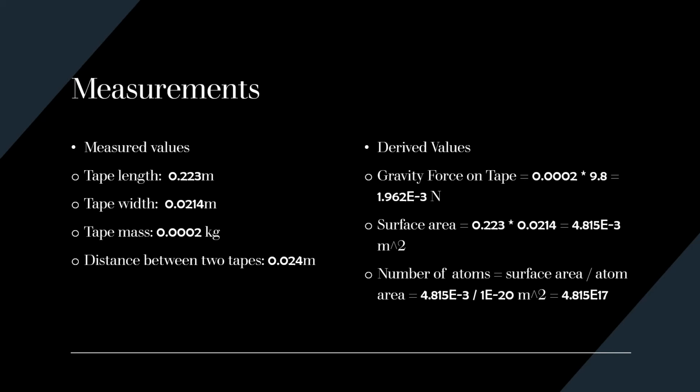We measured the tape length as 0.223 meters. The tape width is 0.0214 meters. The tape mass is 0.0002 kilograms, and the distance between two tapes is approximately 0.024 meters. We derived the values for the gravity force on the tape using the tape mass. The surface area is equal to the tape length times the tape width, and we use the surface area divided by the atom area to calculate the number of atoms.